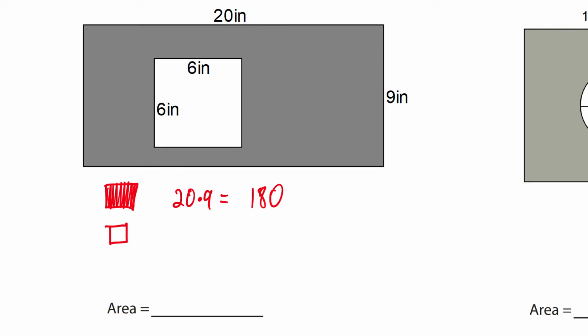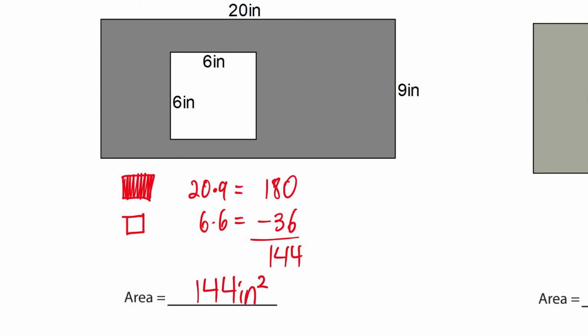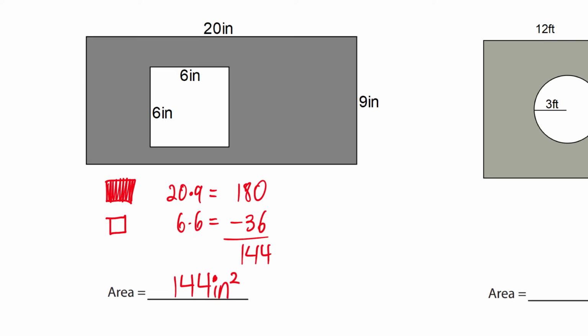So we need to find out what the area of that part is. Okay, good. So how are we going to find the area of that square? Yeah, just length times width, which is 36. So this is being taken out of the overall shape, because 180 would be if there was no hole in it, but there is, so we've got to take that off. So 180 minus 36 is what? 144 square inches.